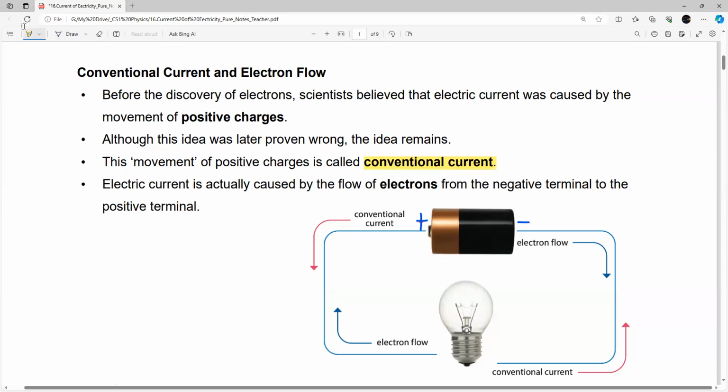But as we know that electrons move, so electrons move from the negative terminal across the bulb to the positive terminal, and that is called the flow of electrons.